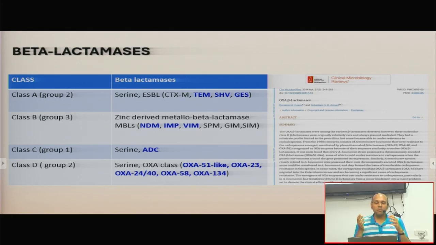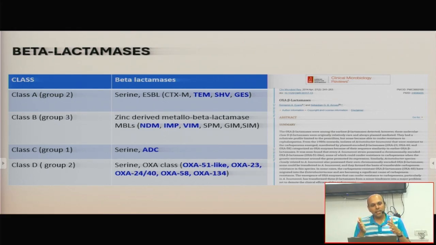So we have got the beta-lactamases, and we can see class A, B, C, and D, right? So these are the four main classes. In class A, you have the serine at the active site. In class B, we have got zinc at the active site. Class C and D also have the serine amino acid at the active site.